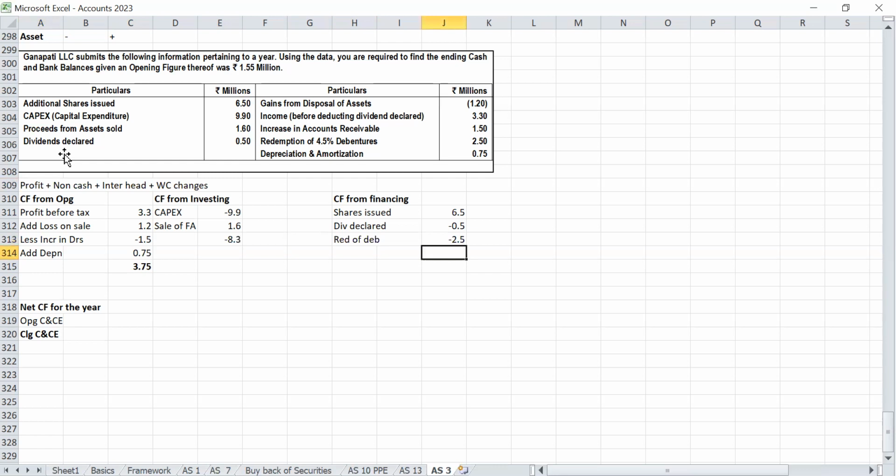So net cash flow for the year will be this plus this plus this. Opening cash and cash equivalent given to us is 1.55 million, so closing cash and cash equivalent should be 0.5 million. Clear? Yes, sir. Any other doubts? No, sir.